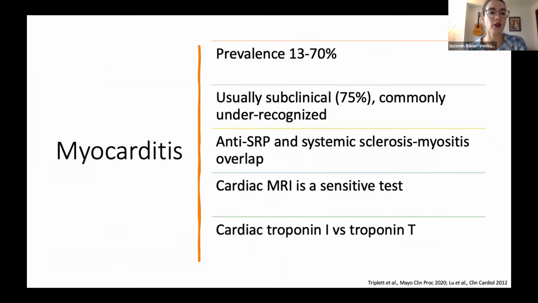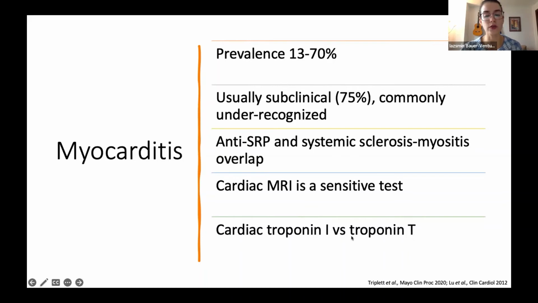All right, let's talk about myocarditis first. Myocarditis is uncommon. Most patients have subclinical disease and therefore have under-recognized myocarditis. And the patients who are usually affected are the ones who have scleroderma myositis overlap, or the ones who have a specific antibody called SRP. The cardiac MRI can be very helpful.